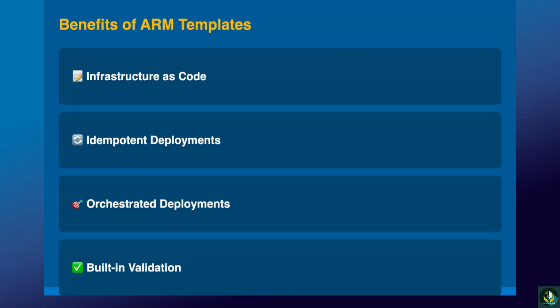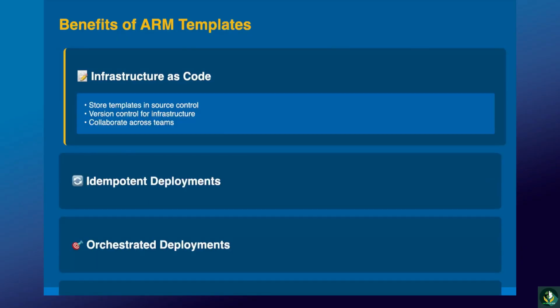So ARM templates allow you to define your infrastructure in code. This means your infrastructure setup becomes part of your development projects, just like application code. You can store these templates in a source repository such as GitHub and version them alongside your application code. And again, to remind you, this approach ensures consistency, traceability, and collaboration across teams.